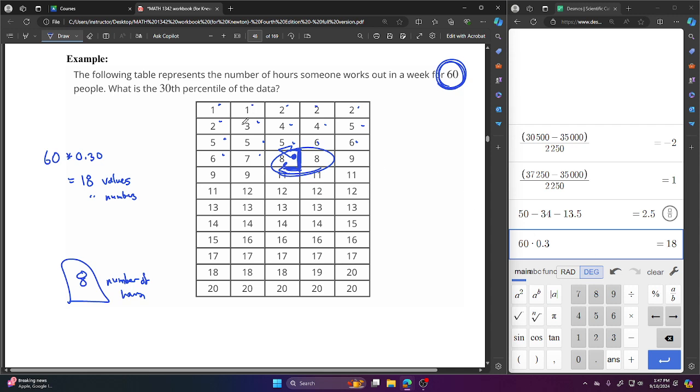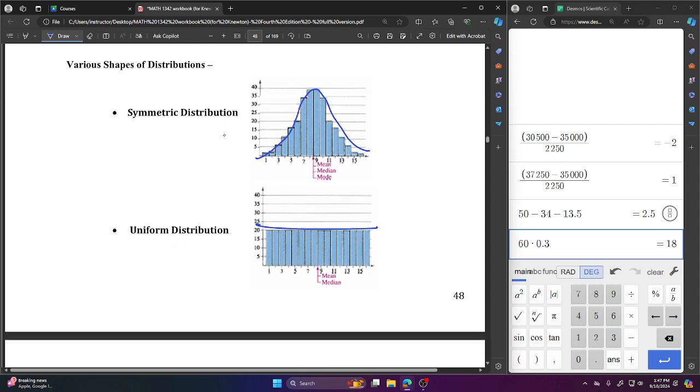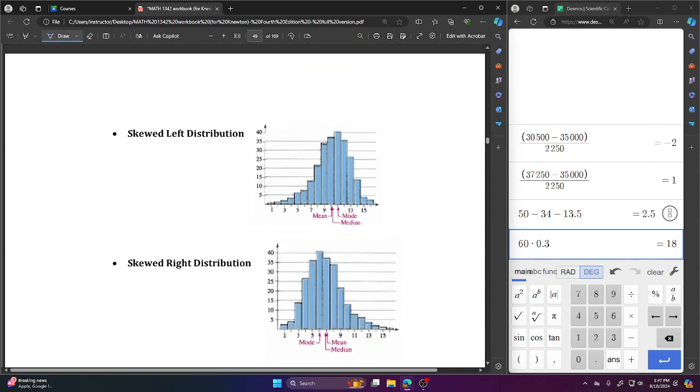Anyways, good concept. Okay. We've already talked about these before. Symmetric is the bell curve, which we've been working with a whole bunch. Uniform means all the same. And then we got the skewed. Do you remember how I described it, the skewed?